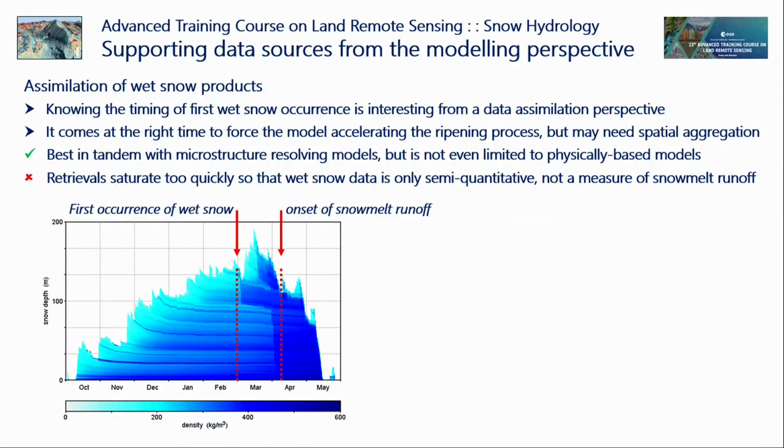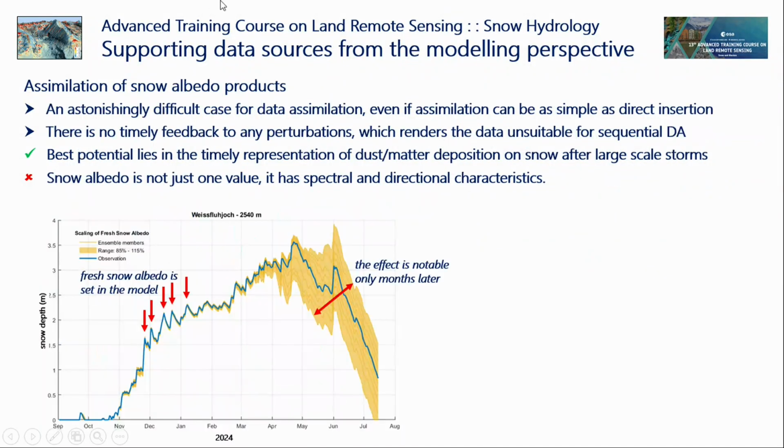So that's also a negative point, that the retrievals saturate a little bit too quickly for making it easy to compare the states in the model and the observation. And obviously, there's a large gap between the first occurrence of wet snow and the onset of snowmelt runoff. So please don't mistake wet snow maps as snowmelt runoff maps. That's absolutely not the same thing. Just once again to put up a warning finger here.